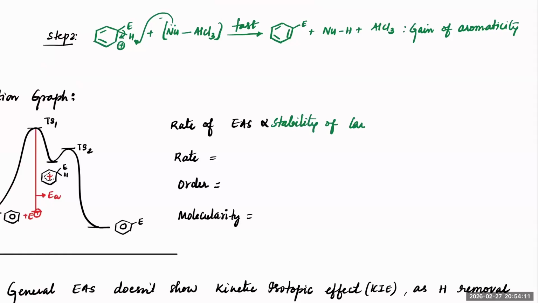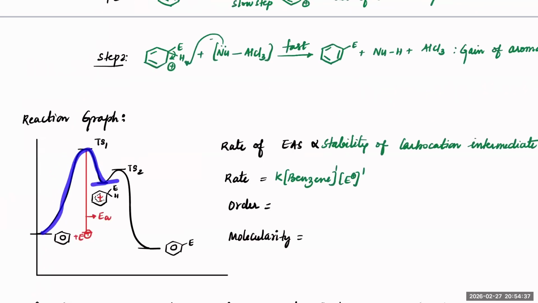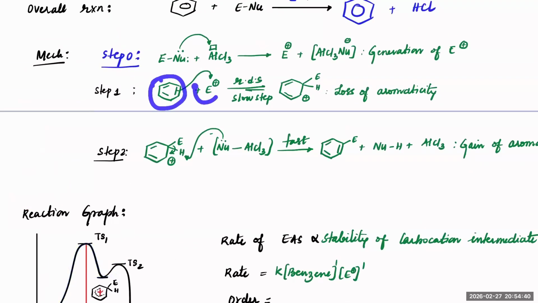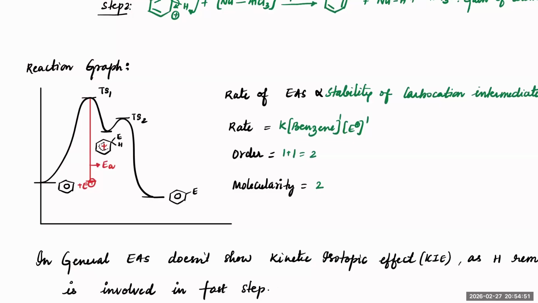the stability of the carbocation intermediate. Okay. And the rate can be written as some constant times benzene concentration multiplied by electrophile concentration to the power 1, right? Because this is the slow step, the rate law can always be written for the slow step, and in the slow step you have two reactants involved, so therefore power 1 and power 1 here. Okay. The order of the reaction is 1 plus 1, which is 2. Overall reaction molecularity is 2 because there are two molecules involved here.